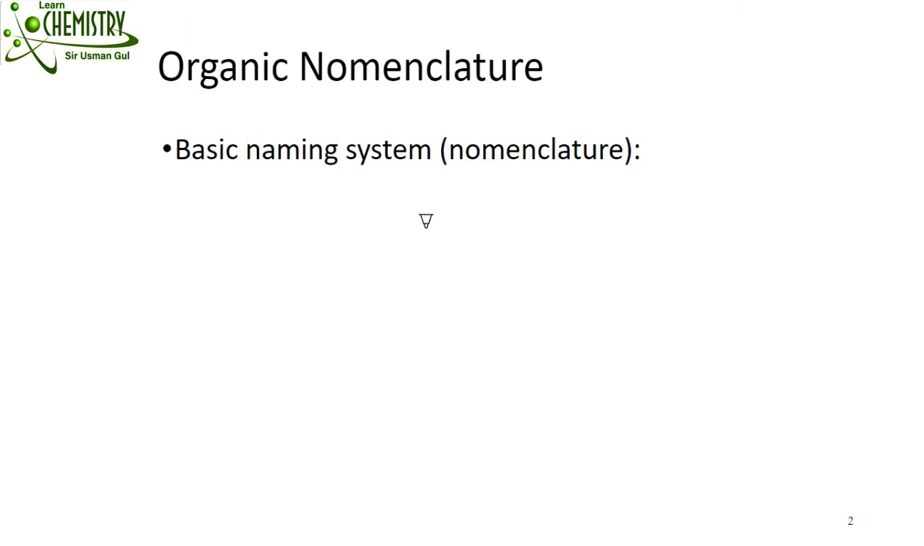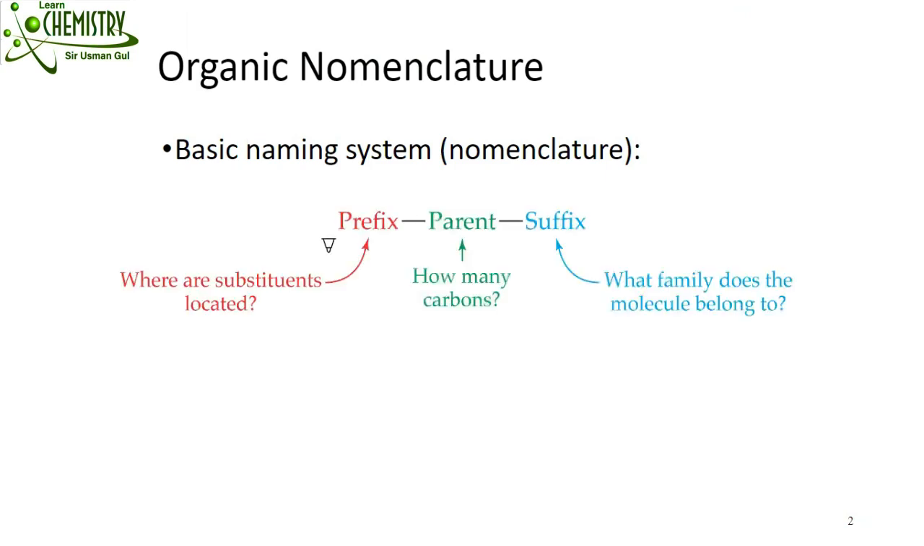Basically, a compound name is composed of three parts. Number one part is called prefix, the second part is called parent, and the third part is called suffix. Every part basically gives us specific information. So when we talk about the prefix, it basically tells us where our substituents are located, or we can also call them the branches.